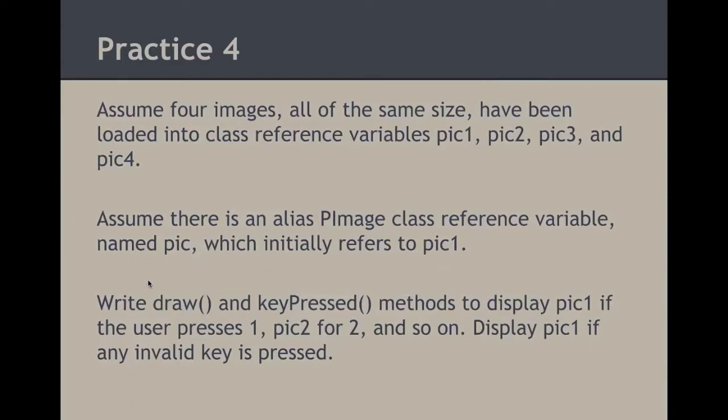We'll do the full thing, but the problem statement calls for a draw method and a keyPressed method that will display the first picture if the user presses 1, the second picture if they press 2, and so on. And if they press any key other than 1, 2, 3, or 4, we'll go back to picture 1. All right? So, first of all, let's talk about that alias business.